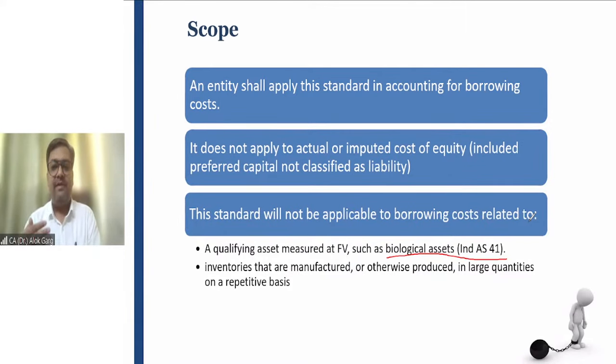So if something is measured at fair value, it means the interest cost or whatever borrowing cost it could be, every element is already factored into that, because fair value is a market value. It is a final value, right? Standard says that if a company is taking a loan for the acquisition, construction, or production of a biological asset, this borrowing cost standard is not applicable to such borrowing which is used for the biological asset, right? This part is not covered here, right?